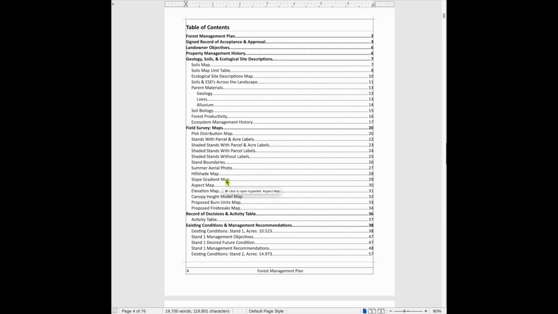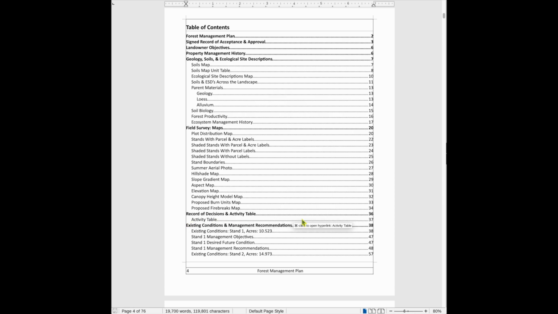This section here is all maps. There's a little bit of other information, but it's mostly maps. This is soils, geology, and the ecosystem site descriptions. A little bit of information about them is included. And then we have the activity table.